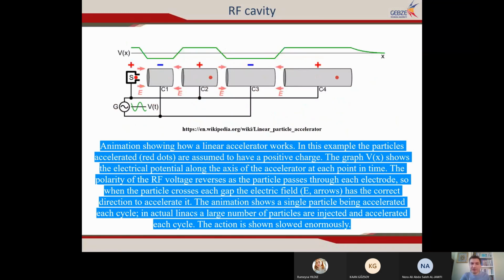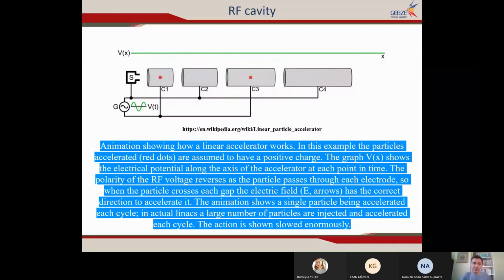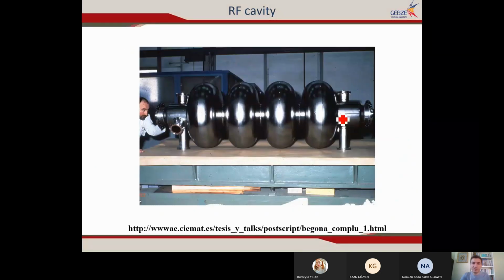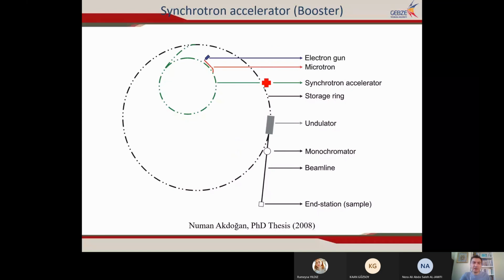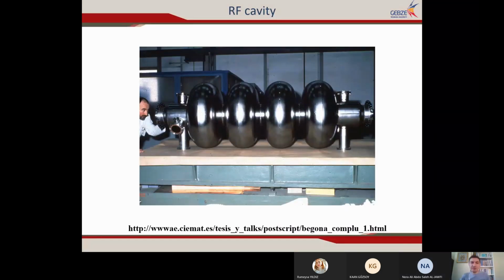Here you see a real picture of an RF cavity. These are very expensive devices, especially superconducting RF cavities. We are talking about $1 million for just 1 meter or 2 meter RF cavities. And these must be designed very well, okay? And production of these RF cavities must also be done very carefully. Otherwise, the real situation will be completely different from your design. Do you have any question related to the LINAC? No. Let me continue with the booster.